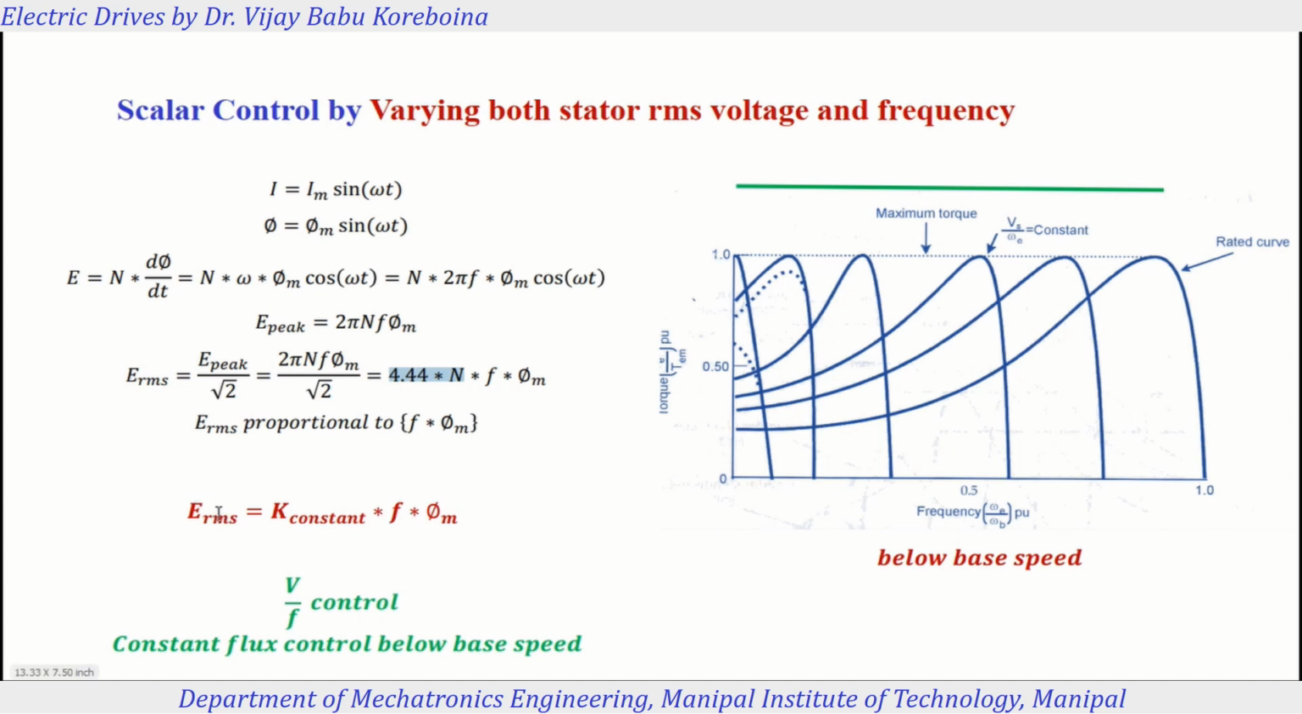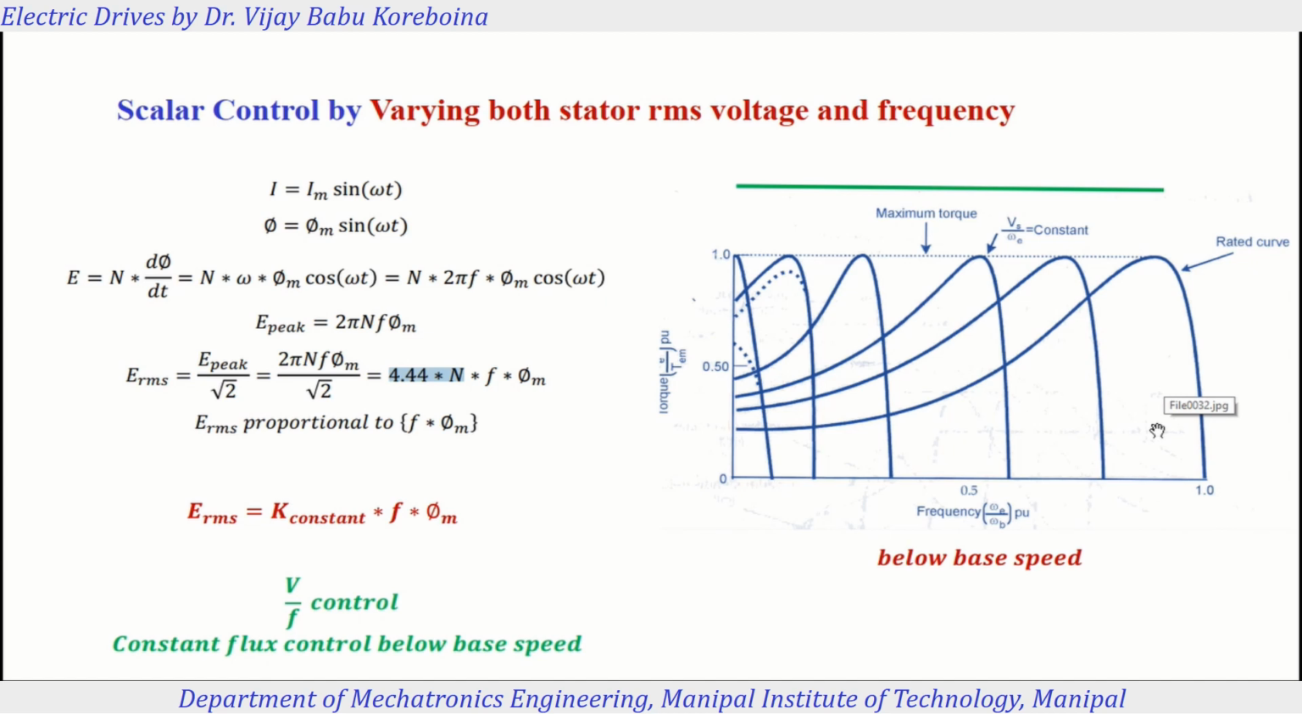So that is E by f, volt by frequency, the applied RMS voltage and the frequency. The ratio should be maintained constant to maintain the constant flux. Again, in simple words, to maintain flux constant, the E by f ratio should be maintained constant. That is why this control is called V by f, volt by hertz control. So by this, flux will be maintained constant at the rated value till the base speed.